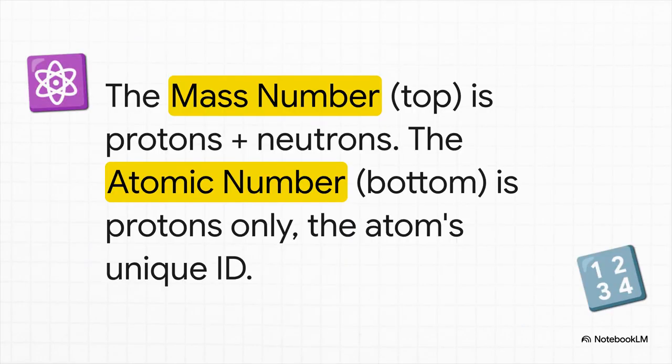Now, this notation you see here, it's like a secret code for every atom, but it's actually super simple once you see it. The number on top, that's the mass number, and it's just the total count of protons and neutrons added together. The bottom number is the atomic number, and that's only the protons. And that number, that's the atom's identity. It's what makes bromine, bromine.